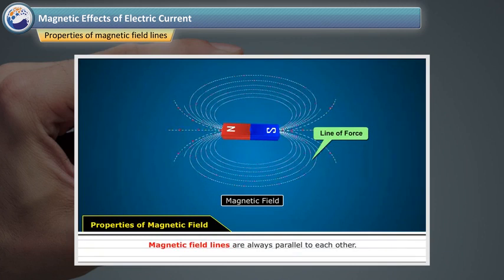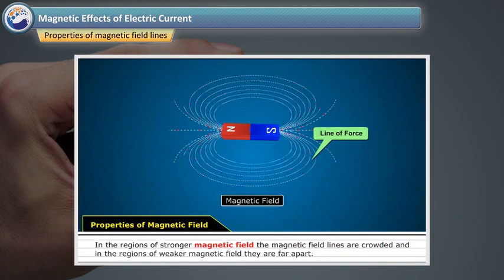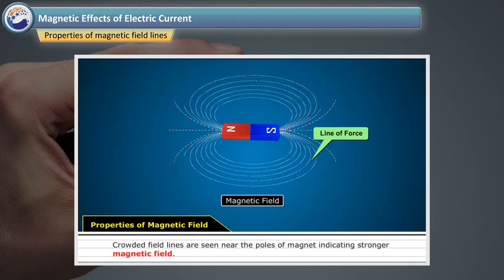Magnetic field lines are always parallel to each other. In the regions of stronger magnetic field, the magnetic field lines are crowded, and in the regions of weaker magnetic field, they are far apart. Crowded field lines are seen near the poles of a magnet, indicating stronger magnetic field.